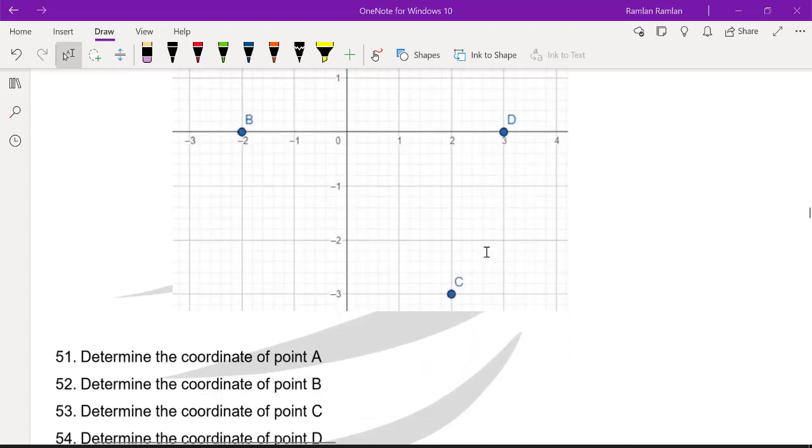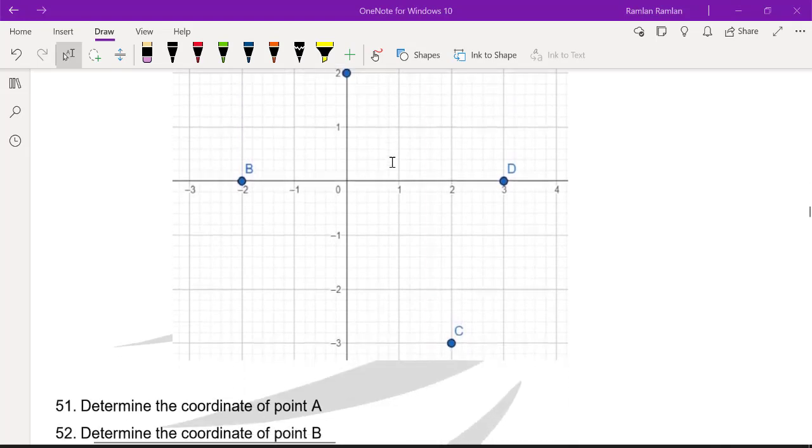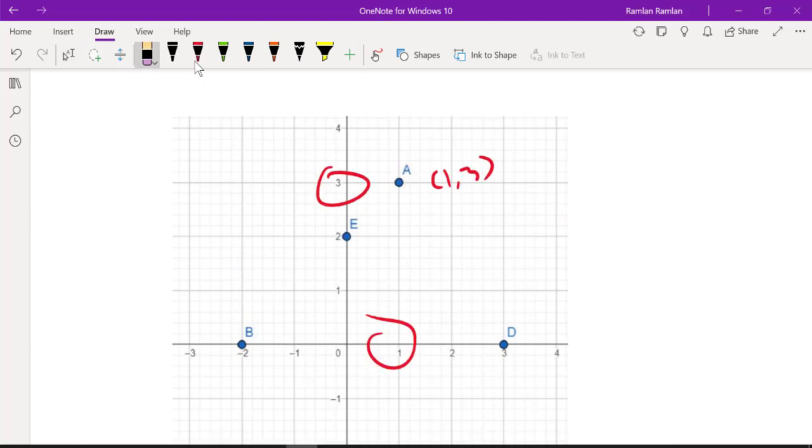Okay, so I'm not going to discuss number 51 and 55. It's pretty easy. It's just coordinates, right? Coordinates are x and y, for example. The coordinate of a is just 1 comma 3. This is 1 and this is 3. Don't forget that the x comes first before the y. The x is the horizontal axis and the y is the vertical axis, okay?